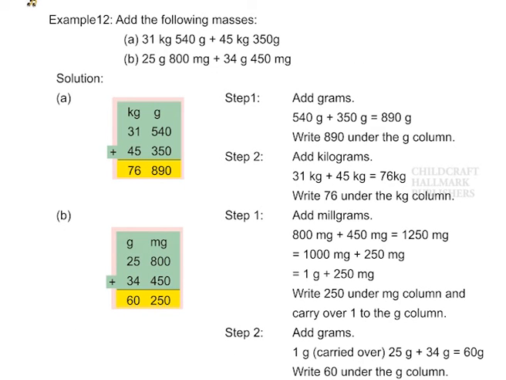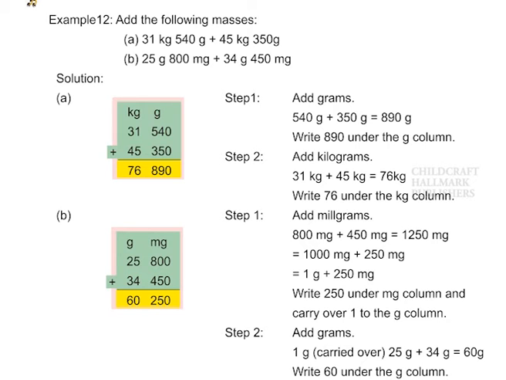Addition and subtraction. Example 12. Add the following masses: A. 31 kilograms 540 grams plus 45 kilograms 350 grams. B. 25 grams 800 milligrams plus 34 grams 450 milligrams. Solution. Step 1. Add grams.